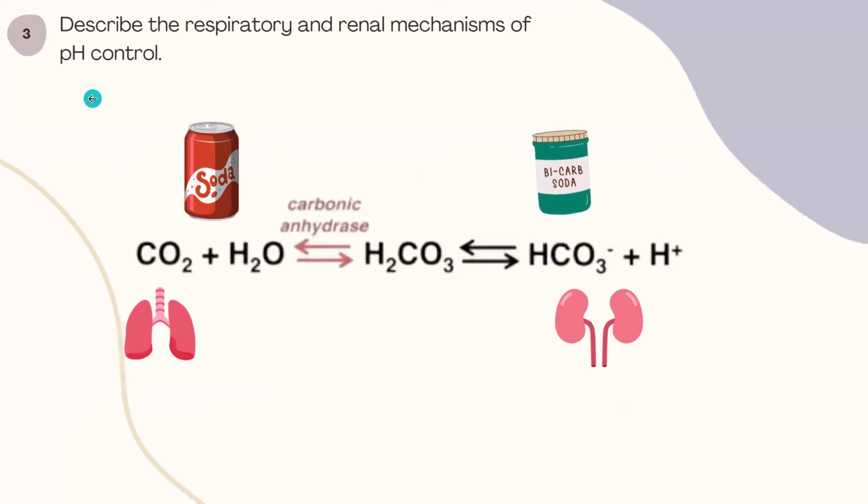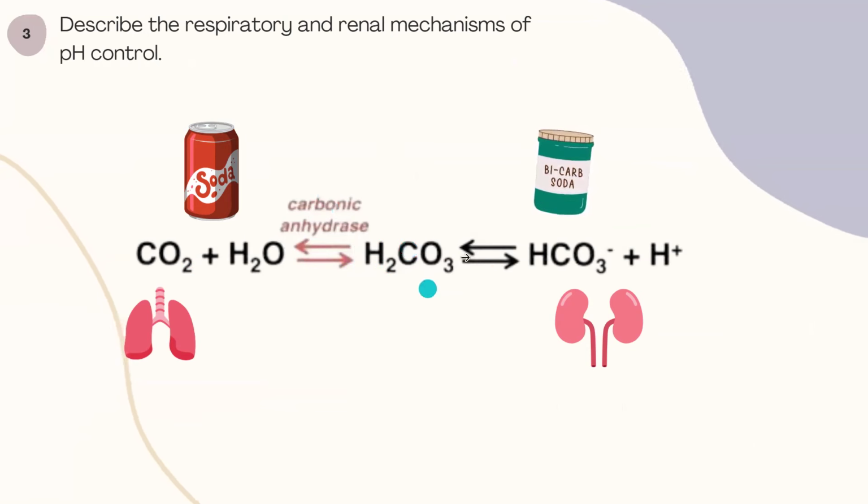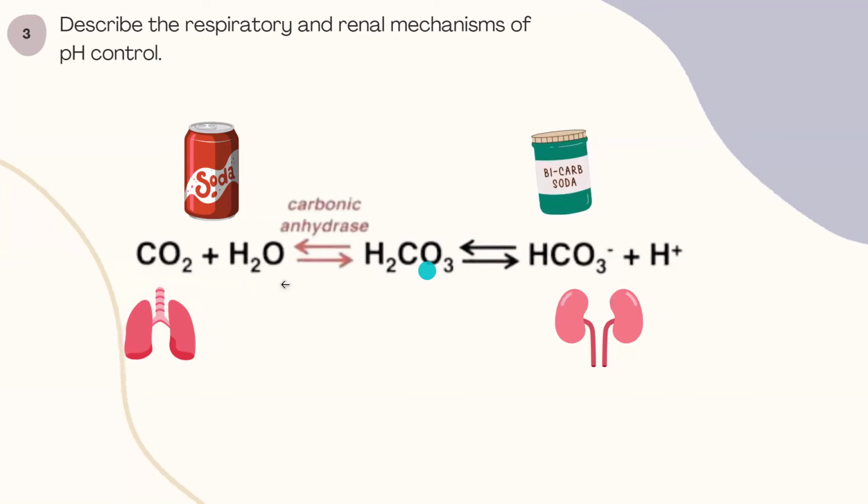Our third and second last objective is to describe the respiratory and renal mechanisms of pH control. Before I do that, let's quickly talk about how the buffer is actually working. Let's follow this really quickly. We have CO2, it entered the RBC, and helpfully from carbonic anhydrase, it became carbonic acid, and it can also become bicarbonate ions. So what we have here is a balance between three components now.